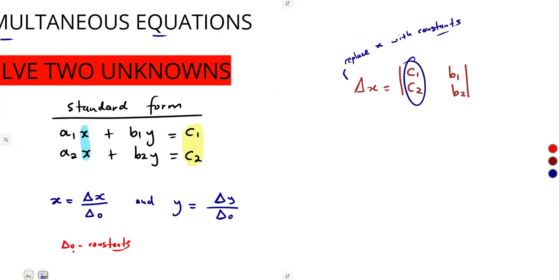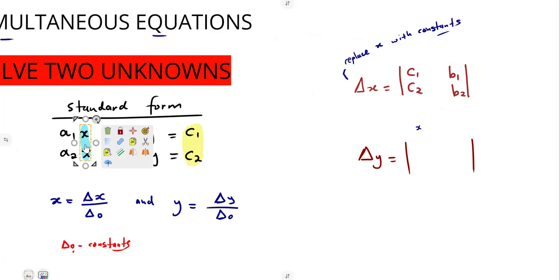So if I'm referring to delta y, the determinant with respect to y, it means I'm going to replace y with constants. So x is not affected. We are referring to y. So x is going to remain as it is, meaning this time the part of x is not affected.